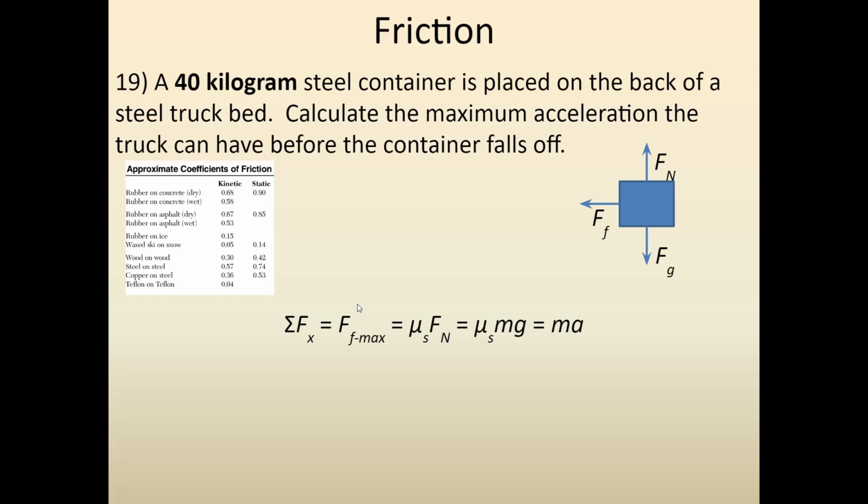And when we plug it into mu Fn, we end up getting... so I took this, I set the mu Fn, since Fn is going to be equal to Fg, which it almost always is, I could just simplify this as mu s mg. And then again, this is going to be equal to the net force, so equal to ma. So the masses actually drop out. Turns out that 40 kilograms is not necessary. We solve for the acceleration, and we get 7.4 meters per second squared.